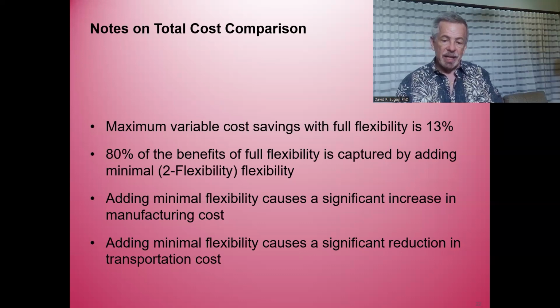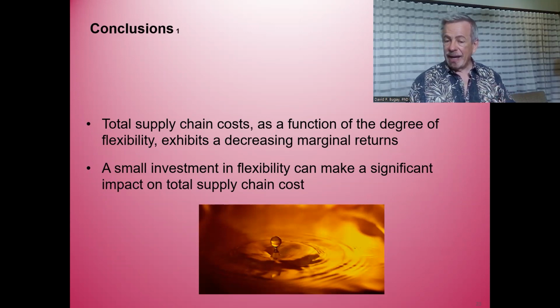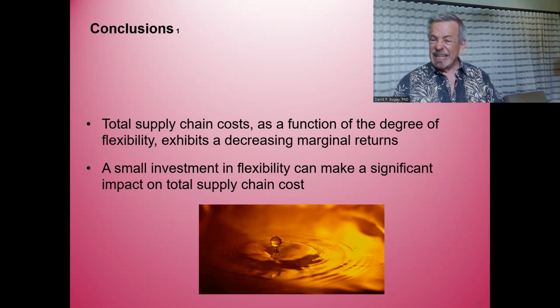So 80% of the benefits of full flexibility is captured by adding a minimum of 2 flexibility. You start looking at balancing the different numbers, pay attention to what you have. Your total supply chain cost as a function of the degree of flexibility, you really have decreasing marginal returns. Sometimes it isn't worth going full flexibility, but it might be worth it to do full flexibility on your 2 lowest cost labor plants that have that hyper flexibility, and then maybe in Modesto, California, with your highest labor costs, maybe they only produce 1 product.